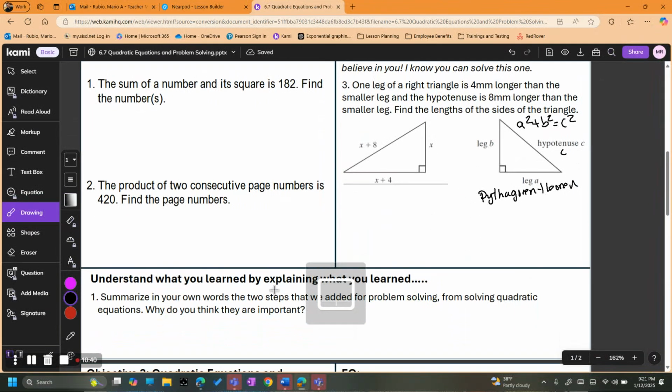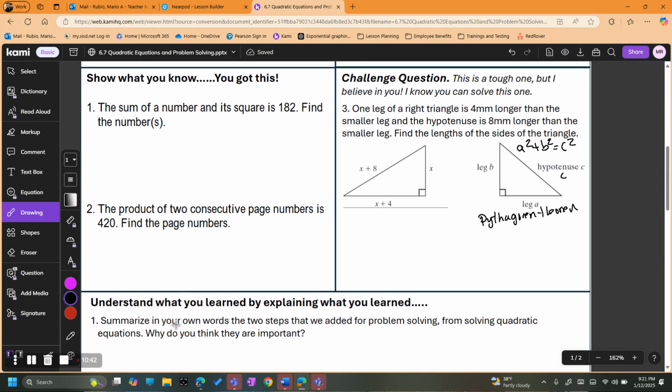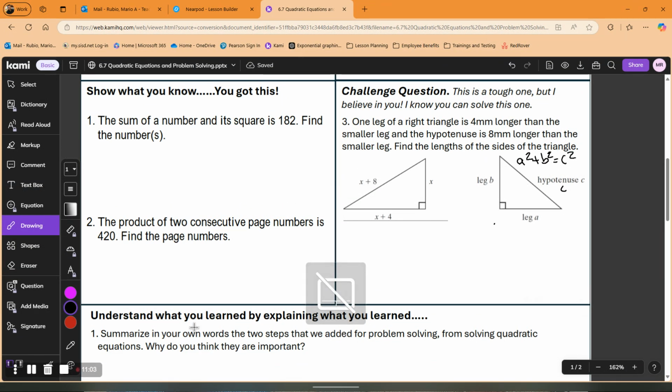I want you guys to go ahead and move down and try to answer this question on your own. Summarize in your own words the 2 steps that we added for problem solving from solving quadratic equations. So we already had 3 steps before. We added 2 steps up front. And tell me, why do you think they're important, and put those in your own words, please. Let me rewrite this Pythagorean theorem because it looks terrible. Okay, good luck, guys. Let me know where y'all need help.